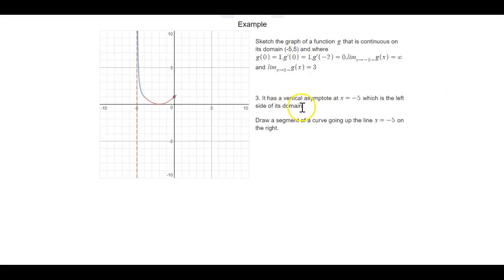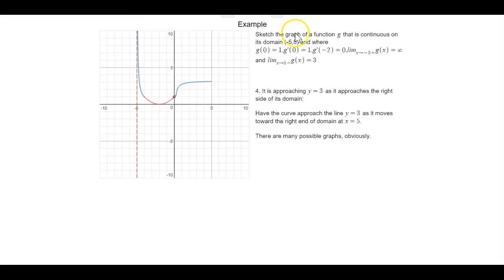The third bit of information, that it has a vertical asymptote at x equals -5, which is on the left side of the domain. So draw an asymptote and draw it going up to positive infinity there. And then the last bit of information, this limit, told us that it's approaching 3 as you're approaching the right side of the domain. So you can draw a curve that's approaching 3.